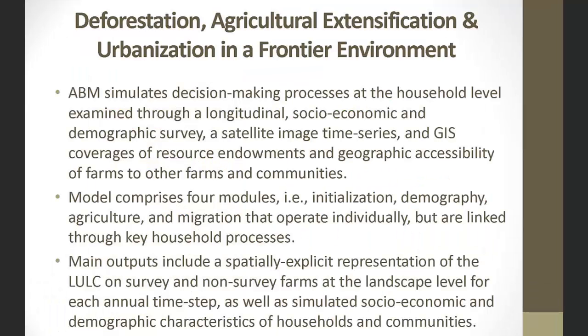So what did we try to do? We really tried to look at the decision-making processes of individual farmers. At the household level, we again used the longitudinal social survey. We again used the satellite time series. We used GIS to capture the resource endowments and geographic accessibilities. But in all of these approaches, which have been fairly our standard formula, I suppose, we're interested in trying to understand how do these relationships and what is the nature of farming decision-making about land use.